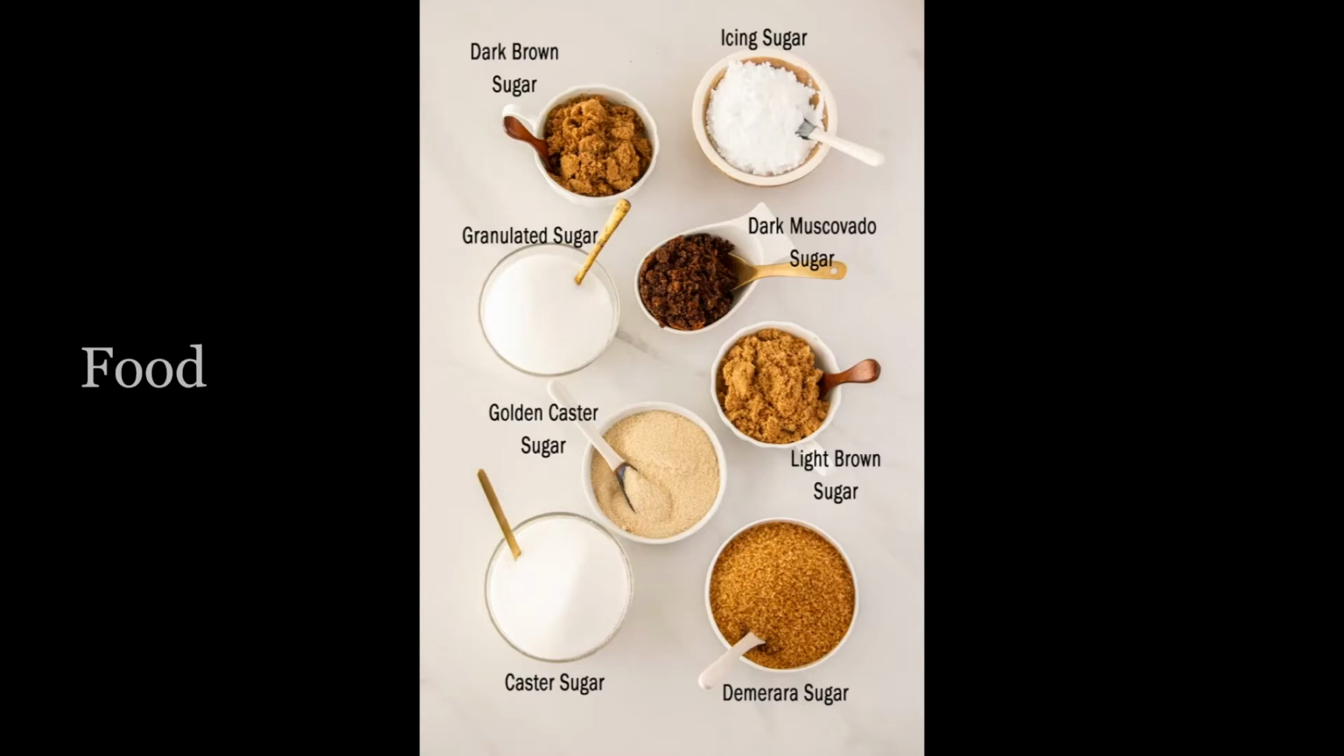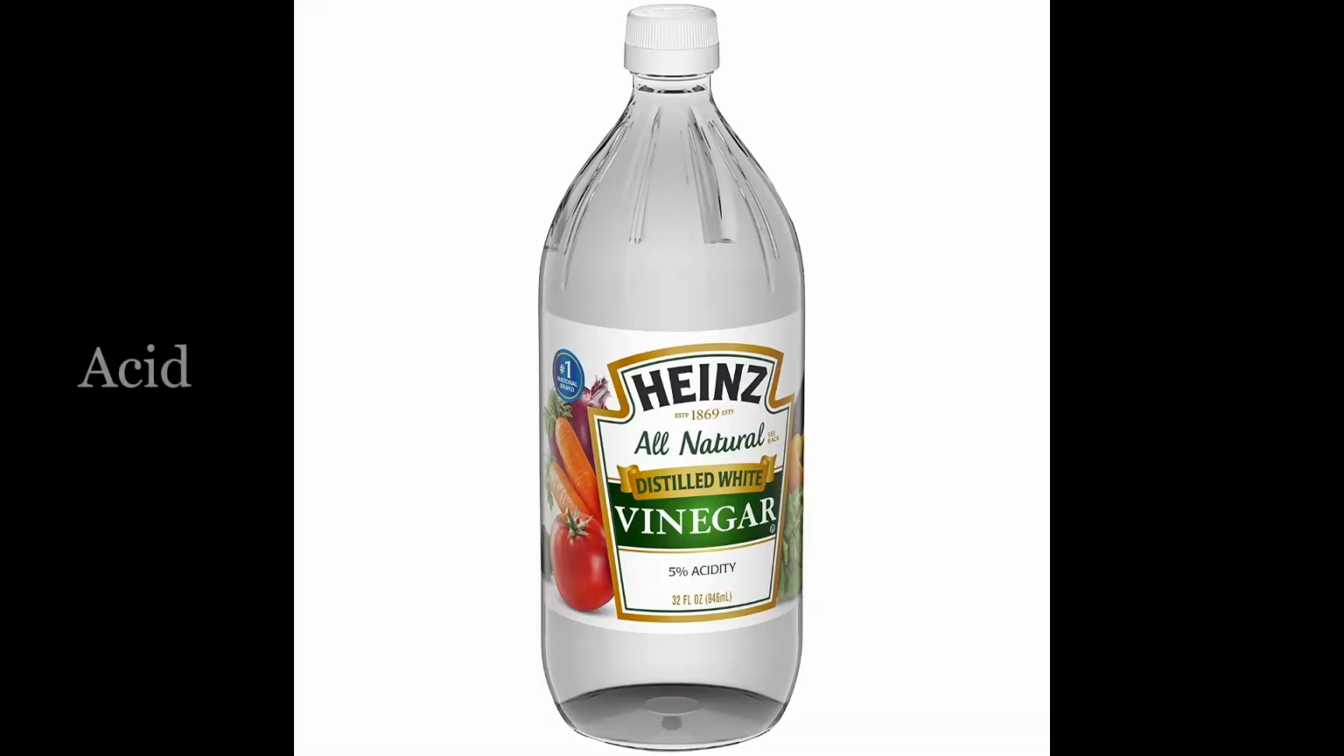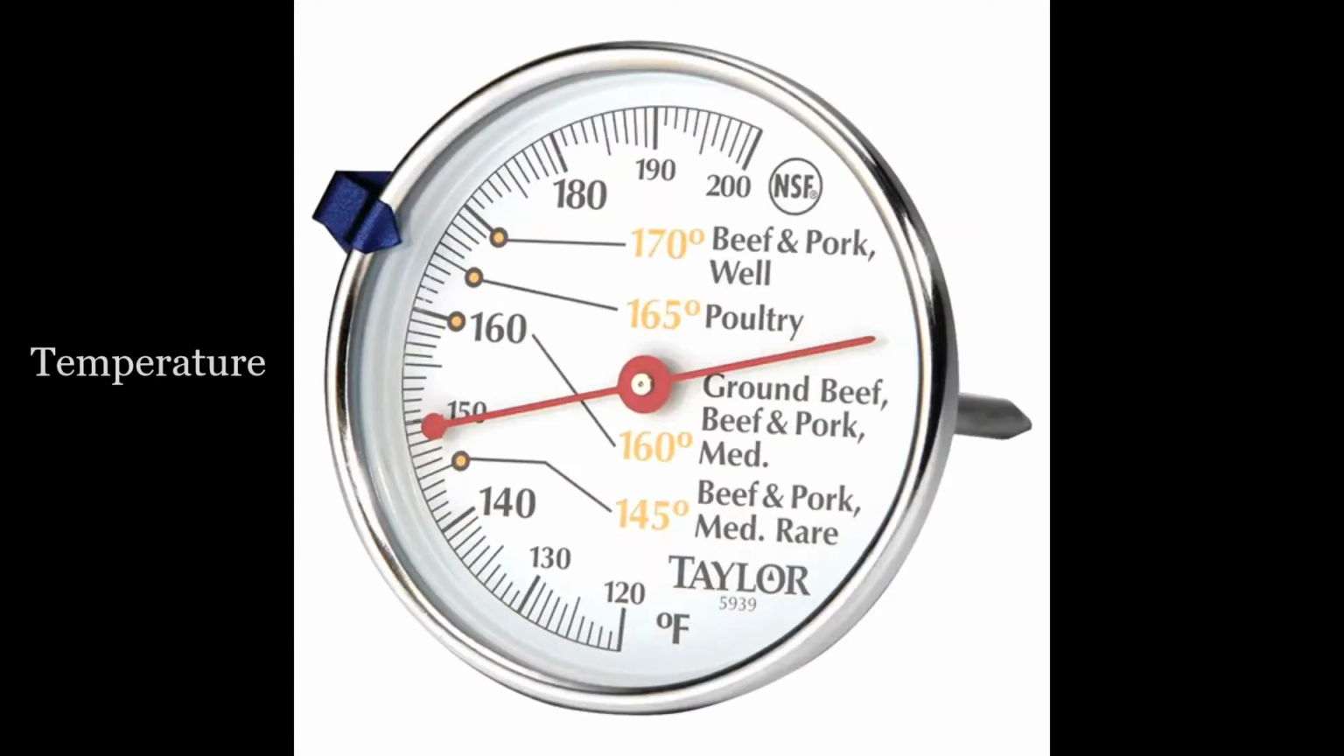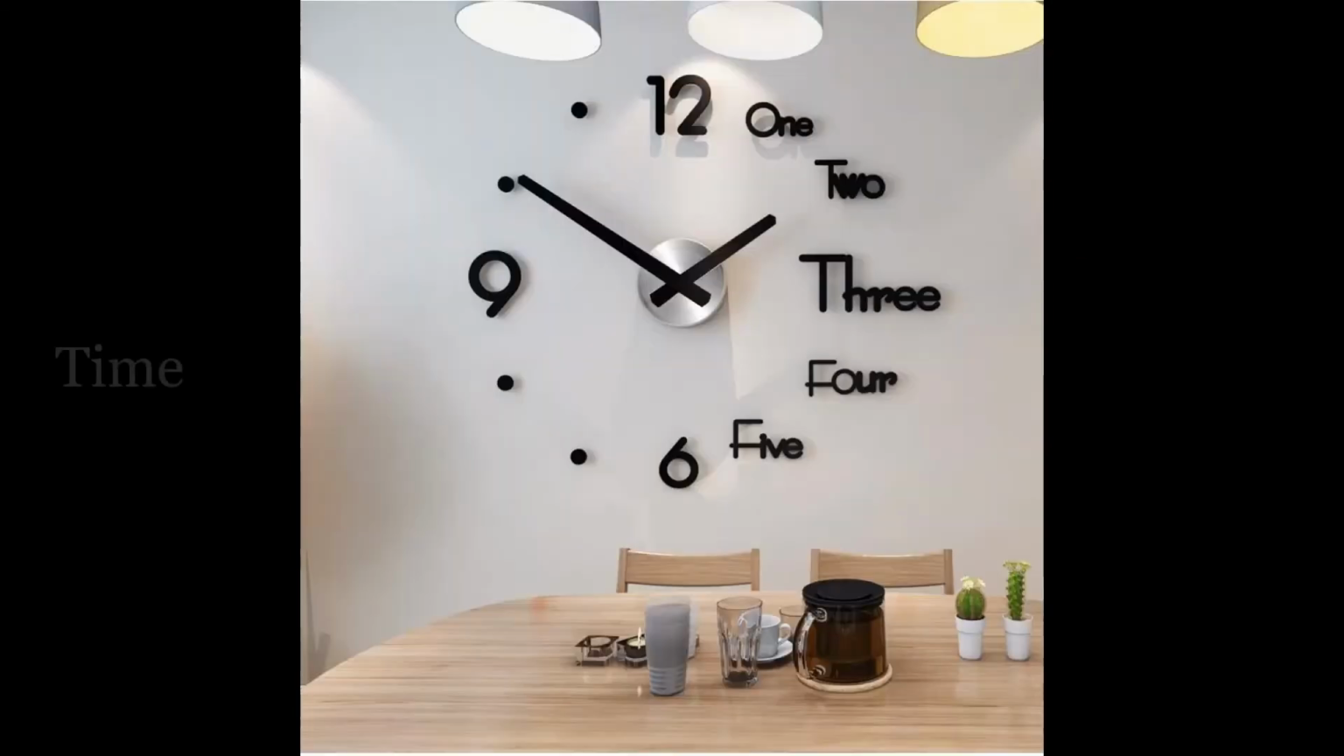Food. Microorganisms grow best with a source of food available. Sugar is a common food source for microorganisms. Acidity. Microorganisms grow best in environments that contain no or little acid. Temperature. Microorganisms grow most rapidly in the temperature danger zone, 40 degrees Fahrenheit to 140 degrees Fahrenheit. Time. The longer a microorganism is exposed to its optimal conditions, the more it will grow.